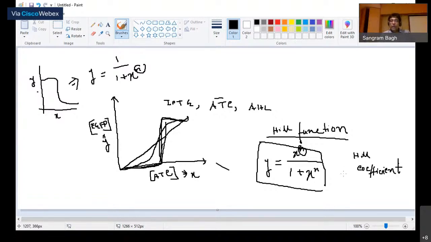Now, in order to get this digital nature, your n value must be greater than 1. If n is equal to 1, how will this look? It will look something like this, and then it will plateau.